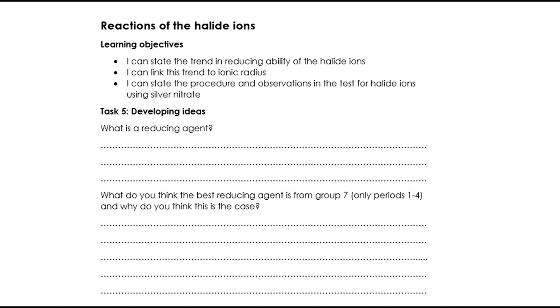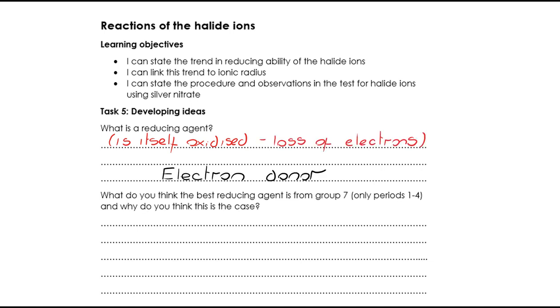Okay, so if we take a look at task 5, what is a reducing agent? I'm not going to jump straight in and tell you what it is. I'm going to develop the idea so that you've got a link, a way of working your way through to it, so you're not just remembering it as a fact. So the first thing to consider is that a reducing agent is itself oxidized, and we know that oxidation is loss of electrons. Now, when we're talking about a reducing agent, we need to talk about it in that context. So rather than losing an electron, it's donating the electron so that something else can be reduced.